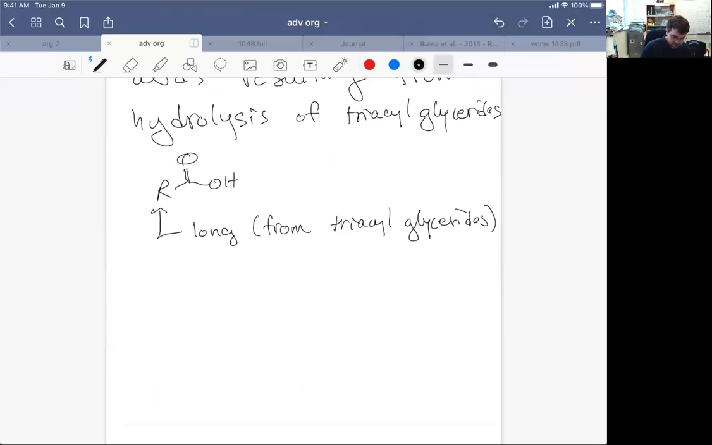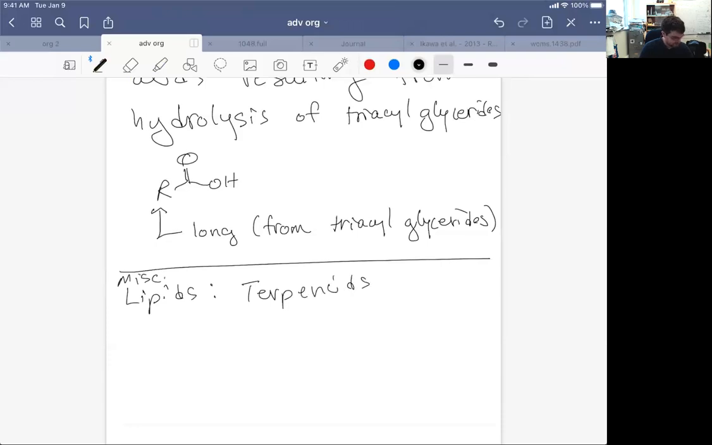Okay, so moving away from the typical fats, other lipids are terpenoids, steroids. So these are kind of miscellaneous lipids. So terpenoids, steroids, and icosanoids.